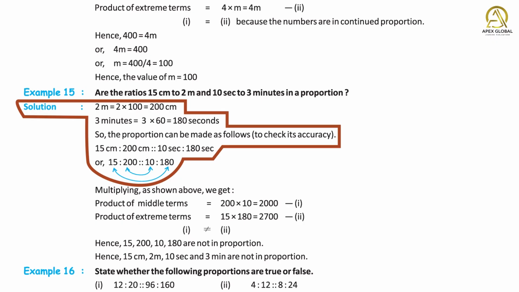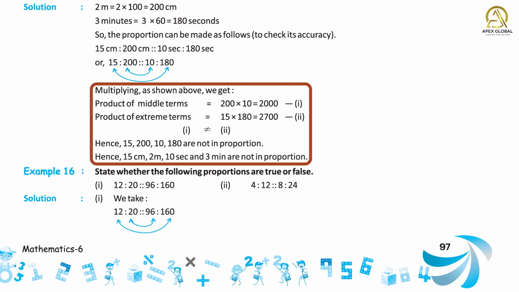to 10 ratio 180. Multiplying as shown above, we get product of middle terms equals 200 into 10 equals 2000. First statement, product of extreme terms equals 15 into 180 equals 2700. Second statement, first statement is not equal to second. Hence, 15, 200, 10, 180 are not in proportion. Hence, 15 centimeter, 2 meter, 10 second and 3 minutes are not in proportion.